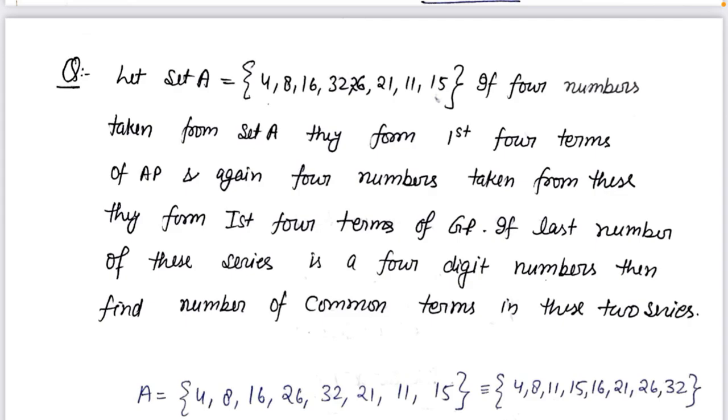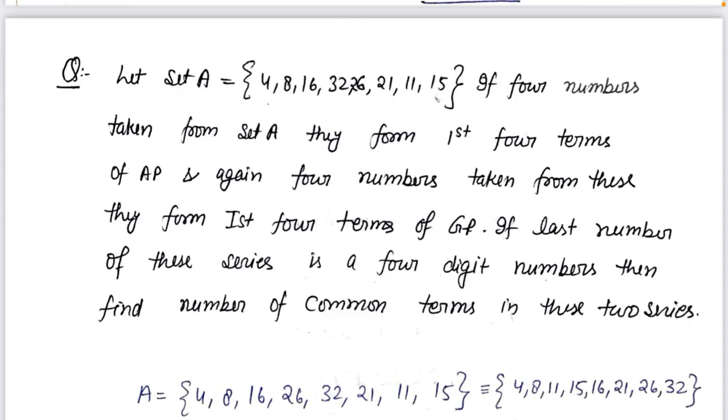If the last term of these series is a 4-digit number, okay, these AP and GP will be 2 series. The last term of these series is a 4-digit number, it is given. Then find the number of common terms in these 2 series. How can we find the common terms in these 2 series? So let me write the series first of all, then only we can find the common terms in these 2 series. The set A is given as, I have written the elements in ascending order.